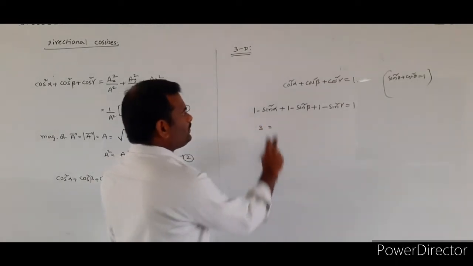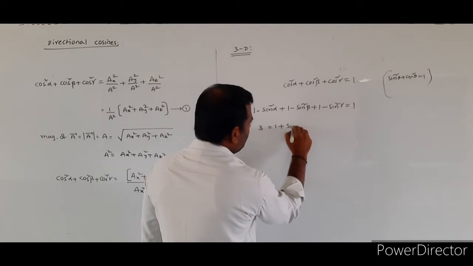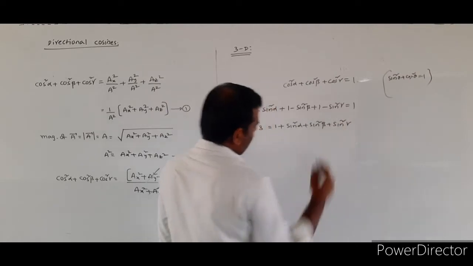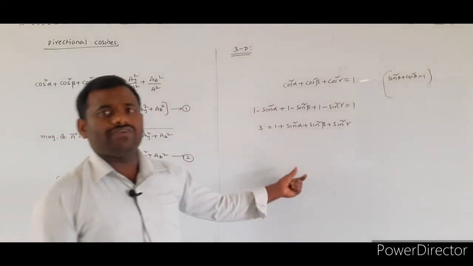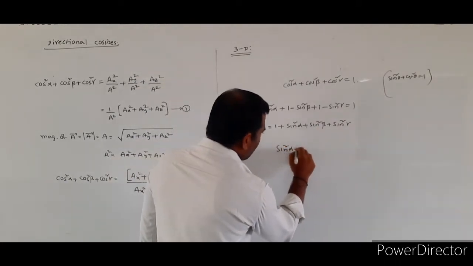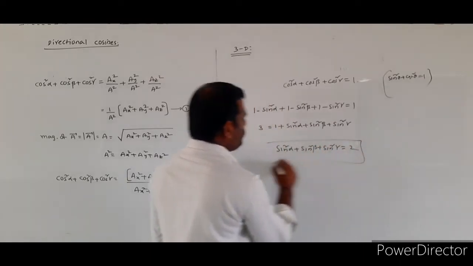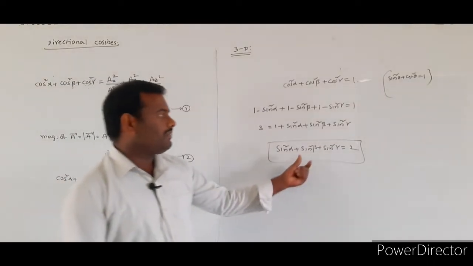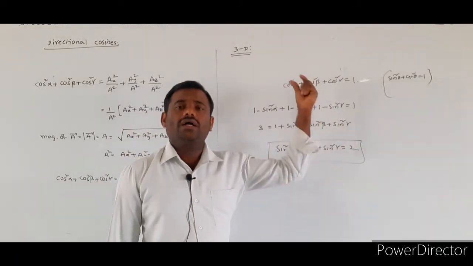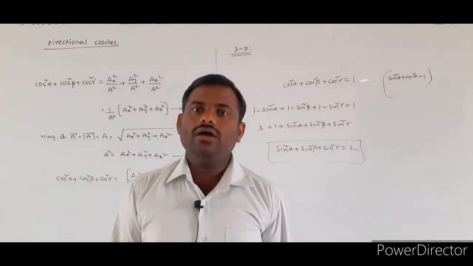If these negative terms are sent to the right side, 3 is equal to 1 plus sine square alpha plus sine square beta plus sine square gamma. From this, sine square alpha plus sine square beta plus sine square gamma is equal to 2. Or cos square alpha plus cos square beta plus cos square gamma is equal to 1. So this is the concept of directional cosines.